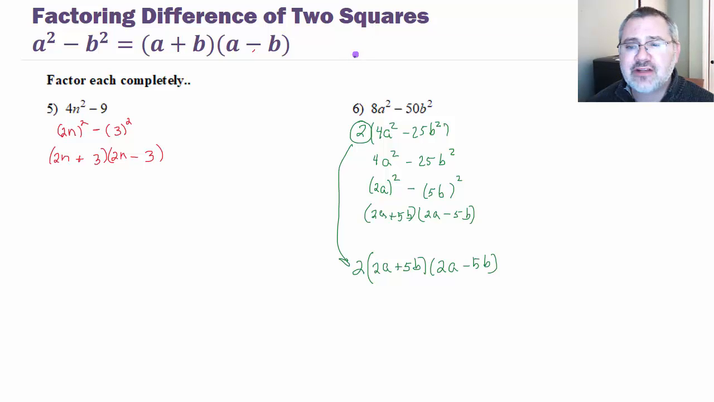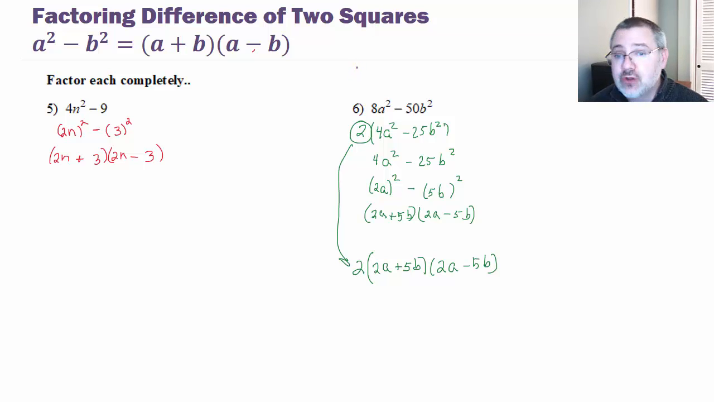This is a strategy that tends to pop up a lot in many different algebra examples, so keep your eye out for it. Two terms that are perfect squares and a difference between them.